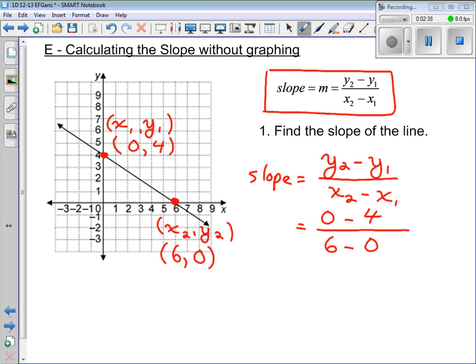So I'll do the subtraction in the numerator. 0 minus 4 gives me negative 4. And 6 minus 0 gives me 6. And then I want to put this into lowest terms. So I notice that I can divide each of these by 2 to get a slope of negative 2 over 3.